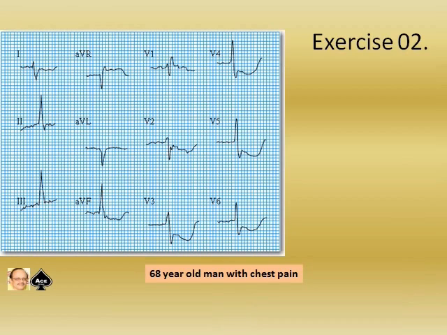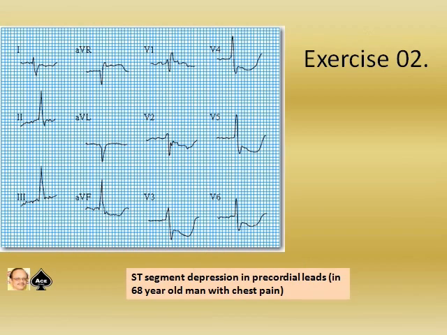Now this is a 68-year-old man with chest pain. What is the diagnosis? And that was ST segment depression in the precordial leads.